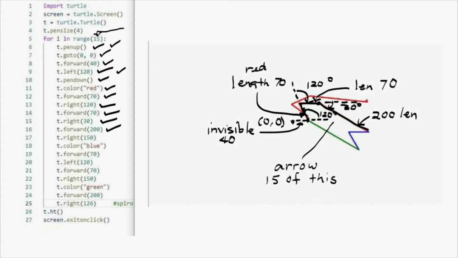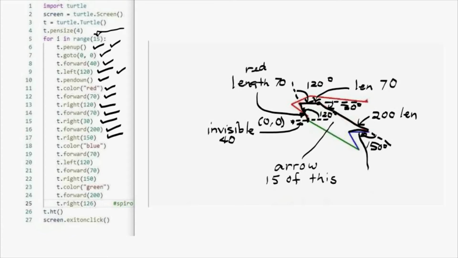Incidentally, all the lines have been red. You will change the color now. At this point, the direction of the turtle is like this. So I want it to turn like that. And that's gonna be 150 degrees. And then I draw this line here, which is blue.